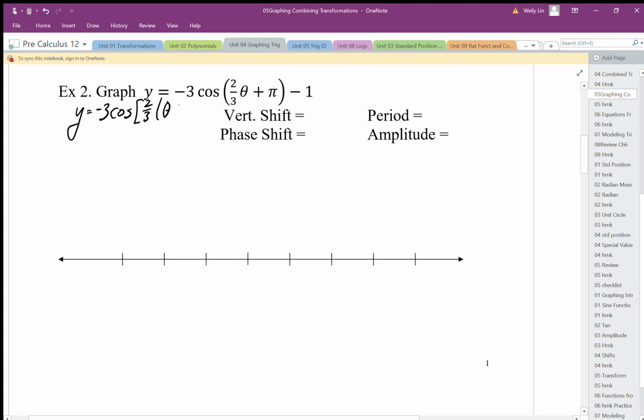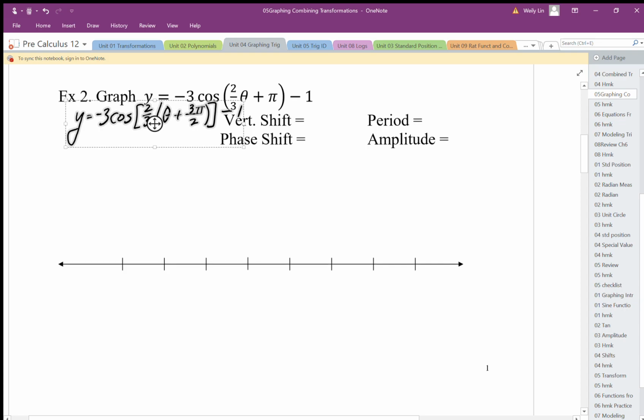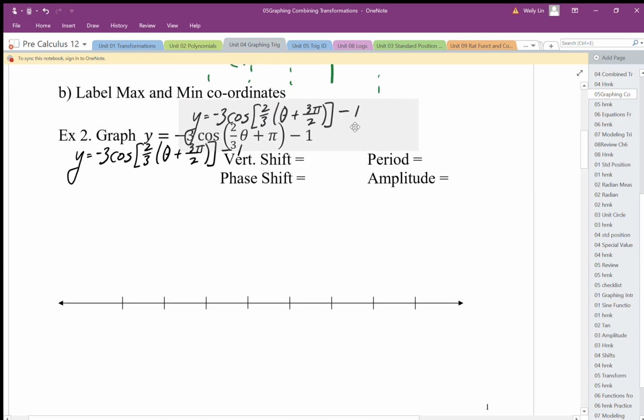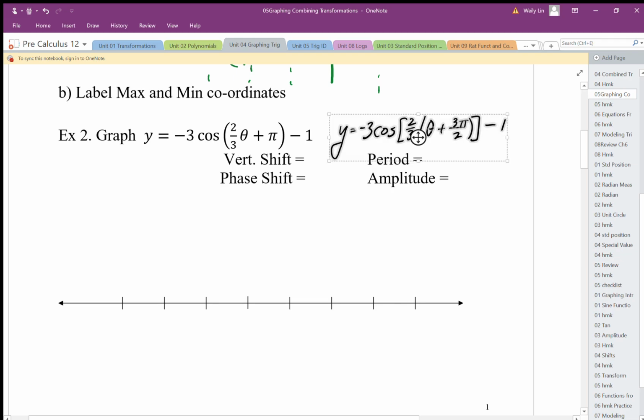When I factor the 2/3 out, it's going to be plus 3 pi over 2, minus 1. Again, if I'm factoring, I need to divide by that factor. So when I multiply back, notice I'm going to get the 1 pi there. I'm just going to move it over a bit so that I can see it more clearly. There it is. So that's the function I'm going to use.